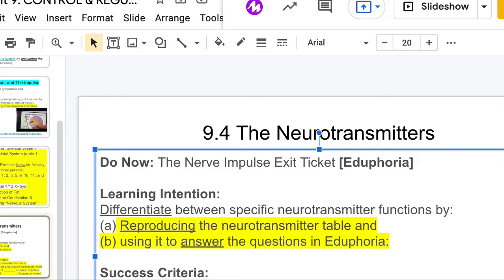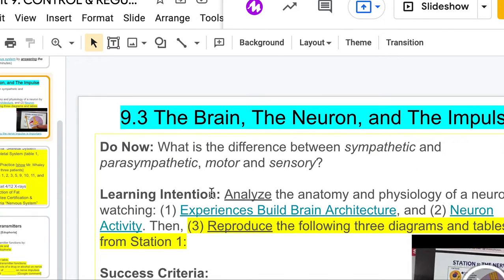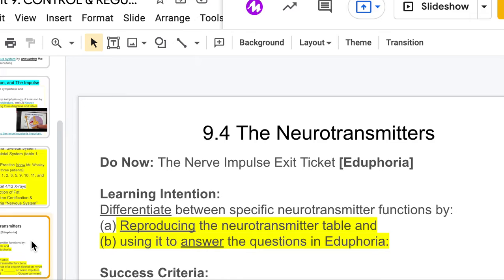Hey, anatomy class, we are studying neurotransmitters and their effects. Now, you have already, I'm sure, watched the video about the nerve impulse, my video about why it's important on lesson 9.3. But now, we've done our corrections plan, and we are now studying the neurotransmitters, which is part of that nerve impulse process. So the do now is the nerve impulse exit ticket.